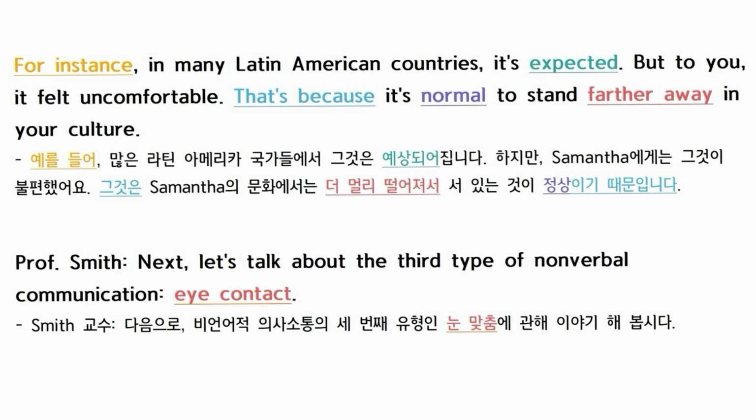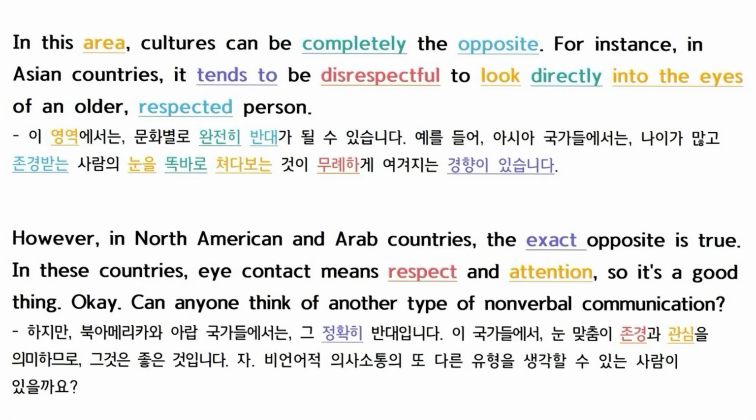Next, let's talk about the third type of nonverbal communication, eye contact. In this area, cultures can be completely the opposite. For instance, in Asian countries, it tends to be disrespectful to look directly into the eyes of an older, respected person. However, in North American and Arab countries, the exact opposite is true. In these countries, eye contact means respect and attention, so it's a good thing. Okay, can anyone think of another type of nonverbal communication?